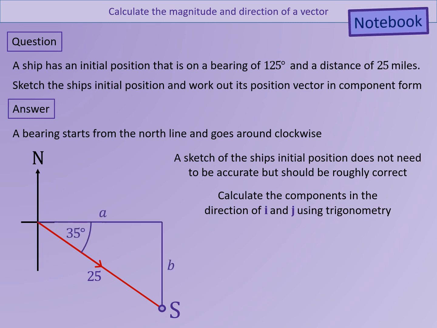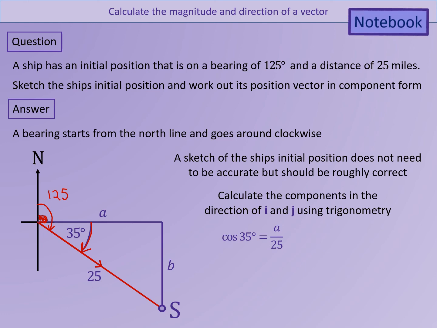Now, hopefully you can see that if that is 125 degrees from the north line, then if we're just looking at the triangle that is formed below the positive x-axis, this angle that we're interested in, so that we can use trigonometry, is 35 degrees. So we've subtracted 90 degrees, this angle here, from 125. And then from here we use trigonometry to work out the lengths of a and b.